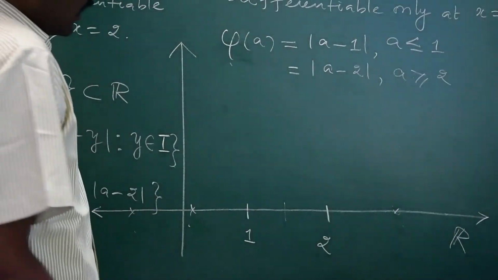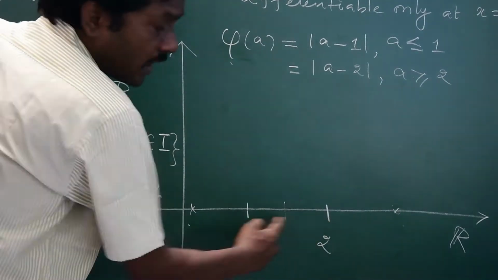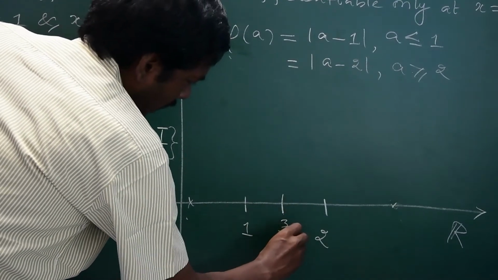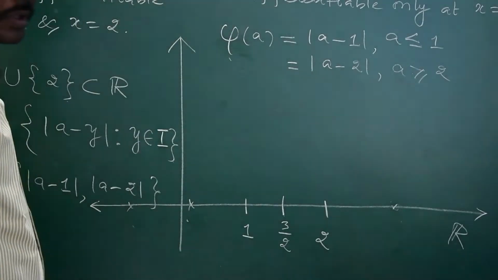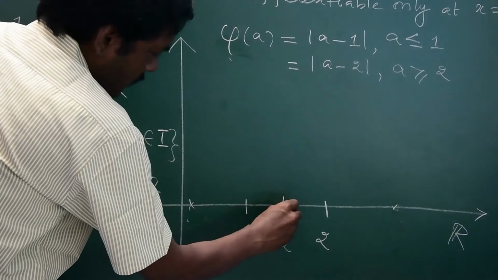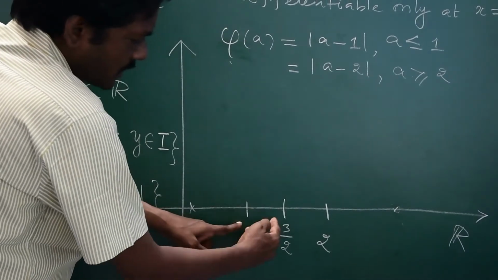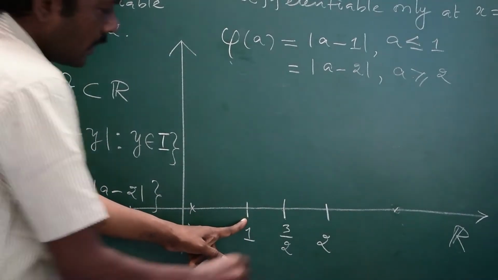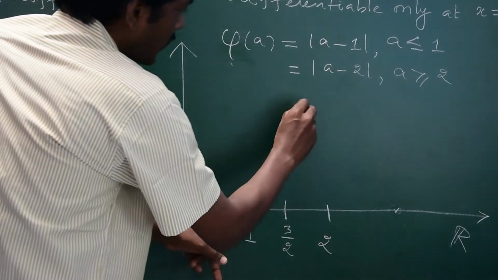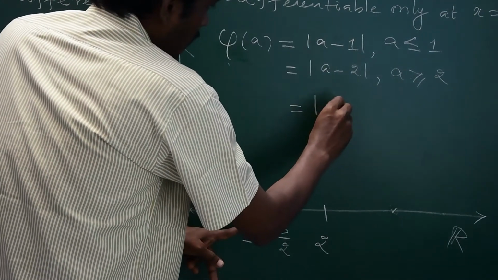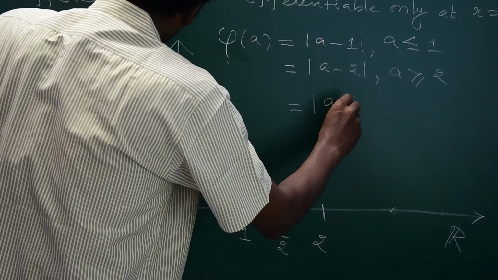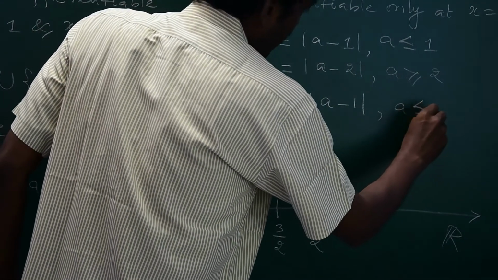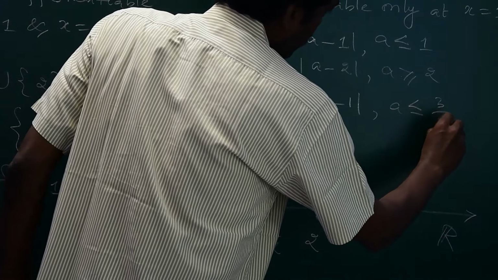Now the question is, what happens between 1 and 2? The midpoint of 1 and 2 is 1.5, namely 3 by 2. So when a lies to the left of 3 by 2, the distance between a and 1 is lesser. So this is modulus of a minus 1 whenever a is less than or equal to 3 by 2.